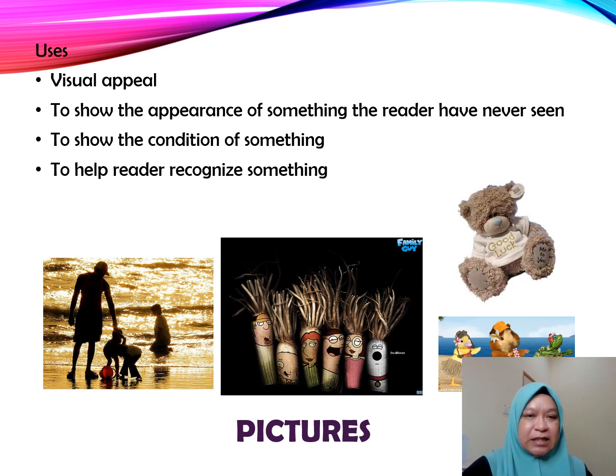Next, we have pictures, visual appeals, to show the appearance of something, some conditions, or it will help the reader to recognize something. For example, if you explain about a plant or animals, maybe you can put the visuals so that it is easier for the reader to identify or get the message.